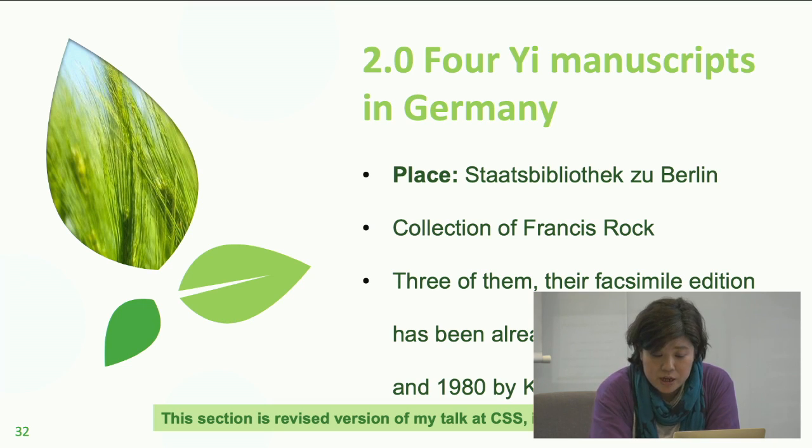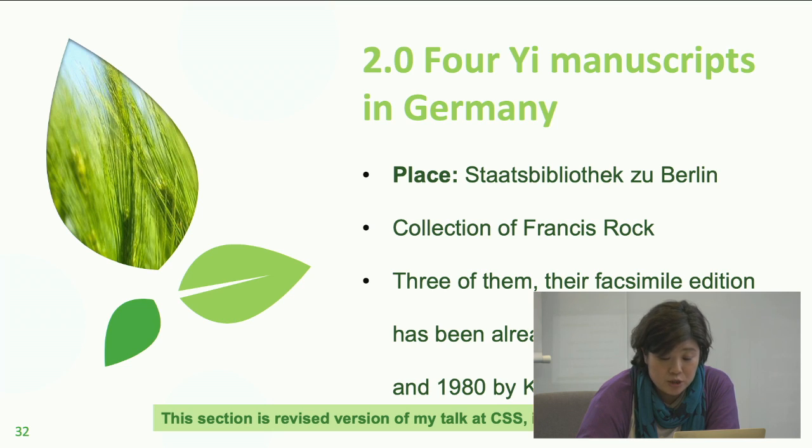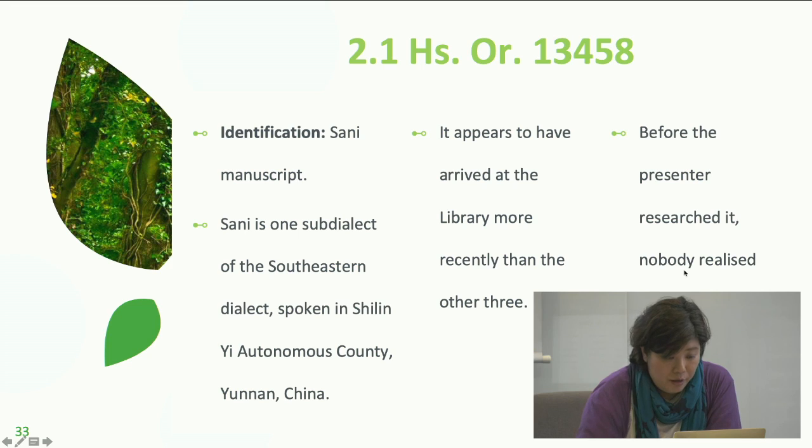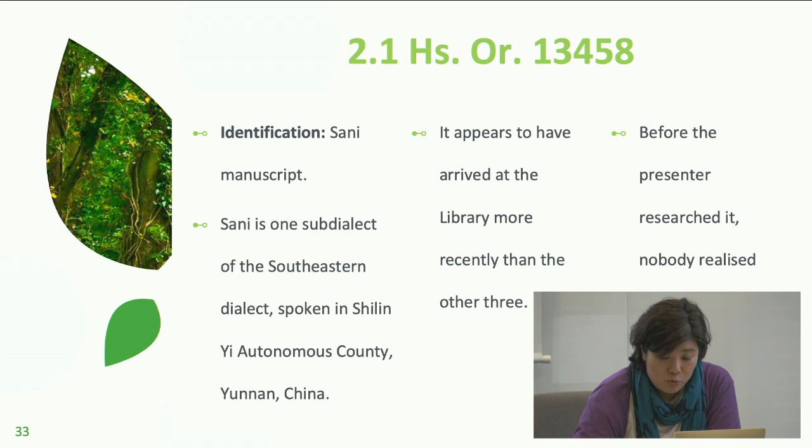Unfortunately, in these publications, there are not a few mistakes which appear to have happened in the photographic work or restoration of them. For example, in every two pages, we can find a wrong side of the page. Until I visited the Staatsbibliothek zu Berlin in 2015, I had believed that there must have been only three E manuscripts there. In reality, there was one more, and this is the Sani manuscript.